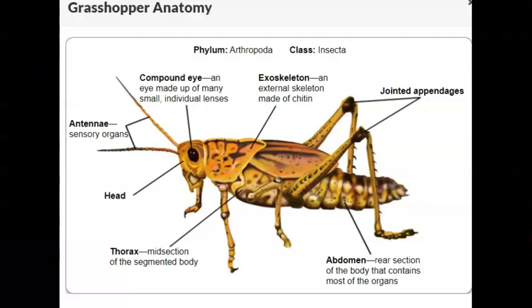So I've switched over here to page 11 of your course, lesson 307. I am not a particular fan of the arthropod phylum, but it is worth taking a look at the anatomy of the grasshopper because it is representative of a lot of insects. It has a compound eye, antennae, a head, a thorax, which is its midsection, and an abdomen, which is the rear section of the body that contains most of its organs. You can see it has jointed appendages, and if you've ever stepped accidentally on a grasshopper or most bugs, they crunch under your feet because they have this exoskeleton or external skeleton made of chitin.